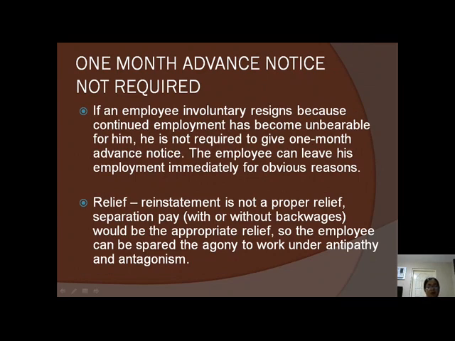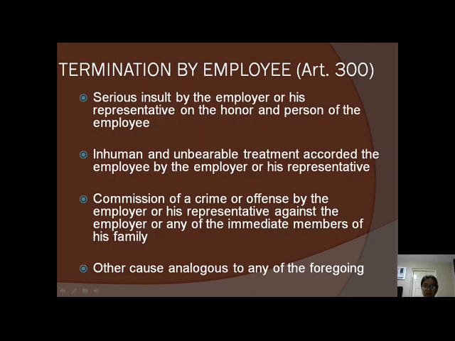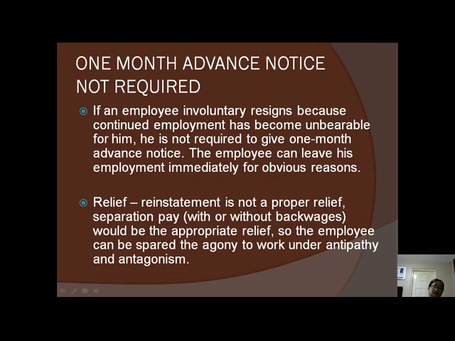Now, a 1 month requirement or advance notice is required, no? I know, sorry. 1 month notice, you already know that you should render 30-day notice, or a 1 month notice before you will be able to resign. However, for those circumstances wherein the employee can terminate his or her employment on these particular instances, the 1 month advance notice is no longer required. Okay, so I repeat, it is not required.